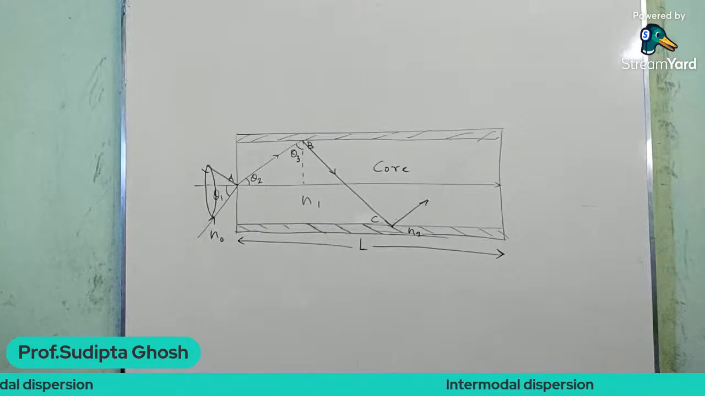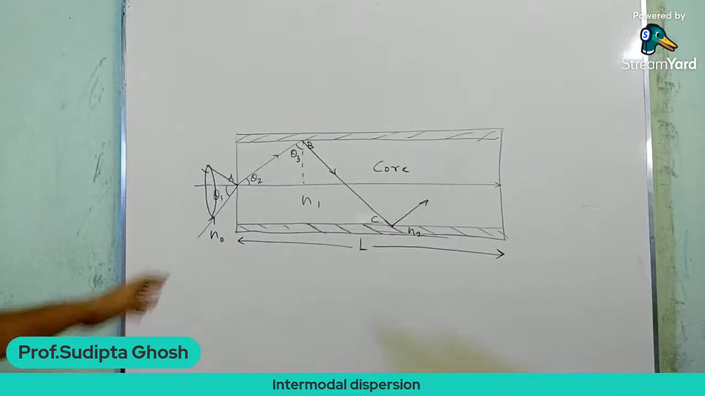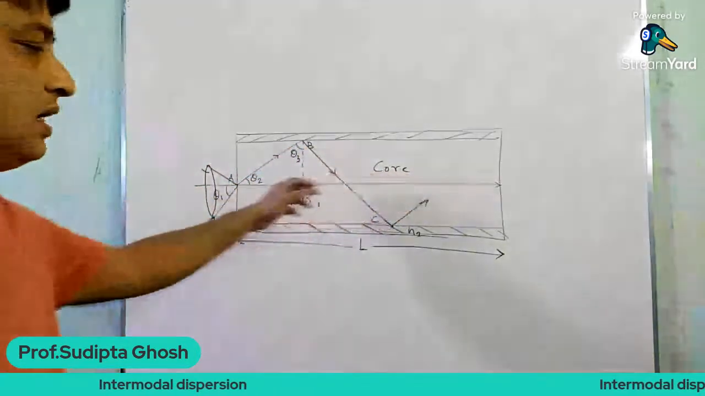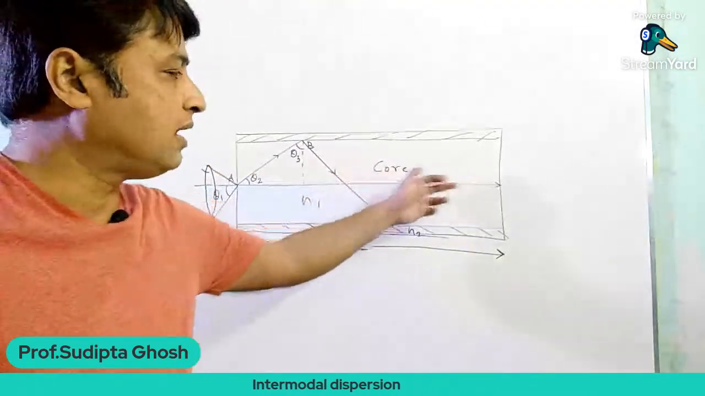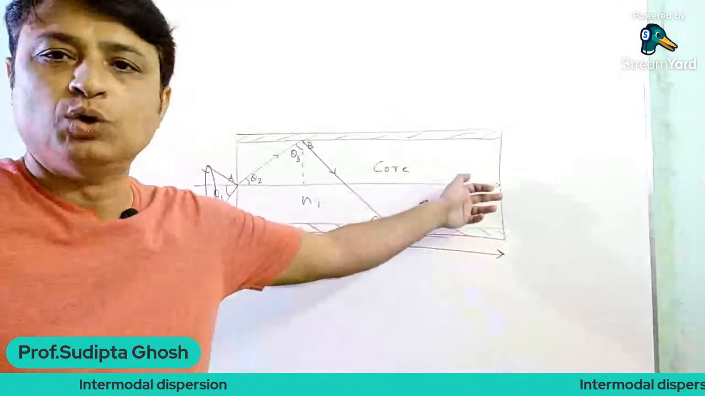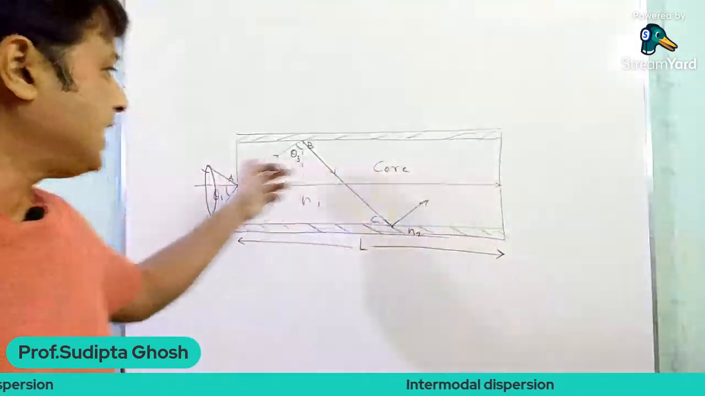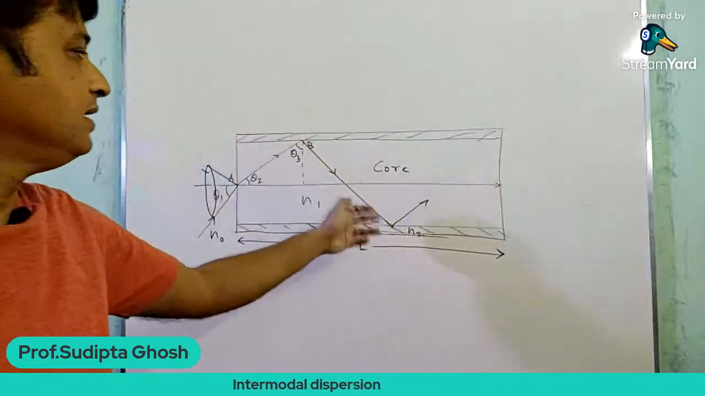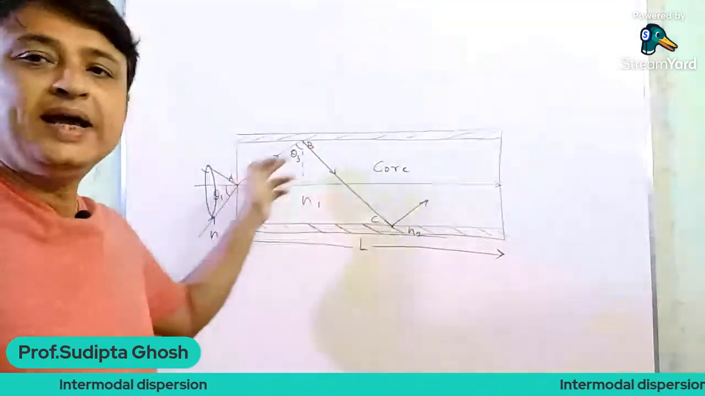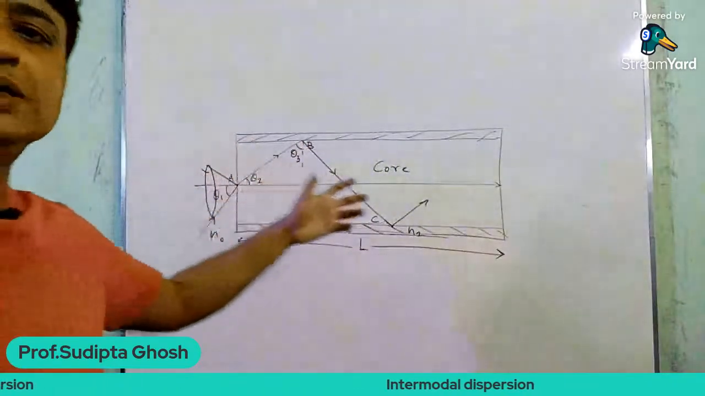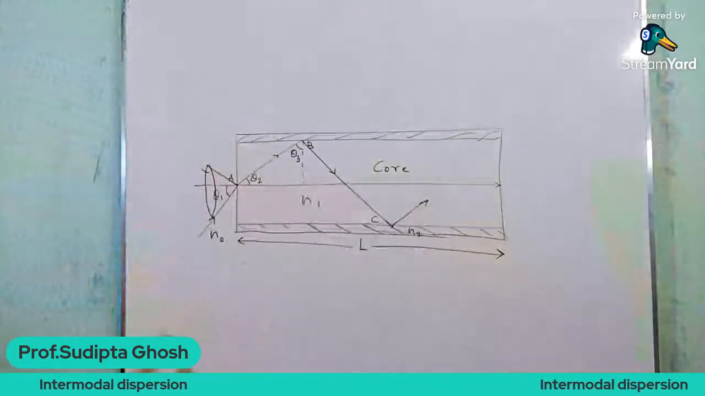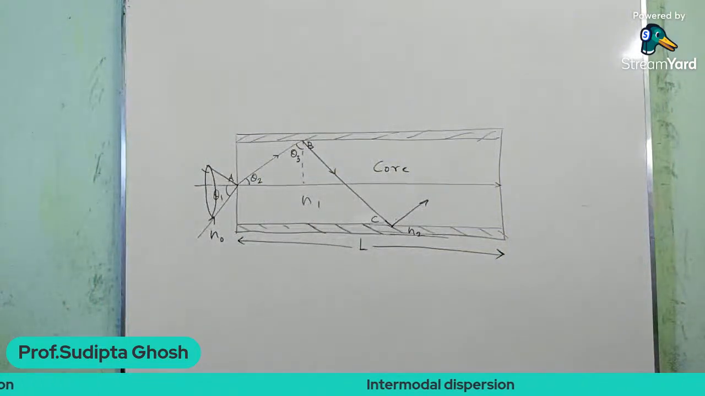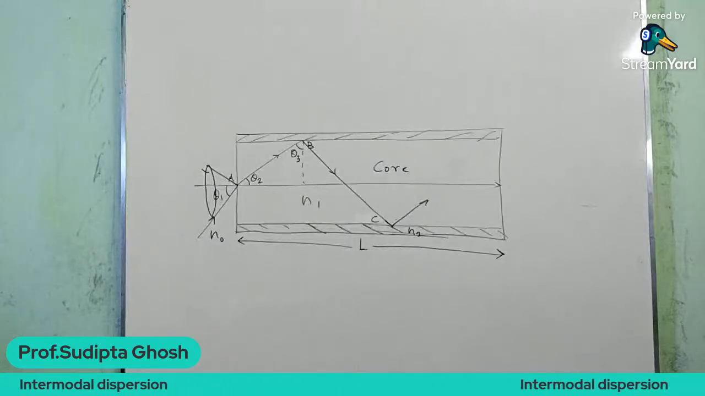Now here I have already considered two different light rays. The first ray moves along the axis of the core. This is the first ray, and the second ray is ABC, the ray which follows the path ABC. So here I have considered two rays, and let's find out the difference in transit time, which makes the intermodal dispersion a serious phenomenon in any fiber or in any step index fiber.